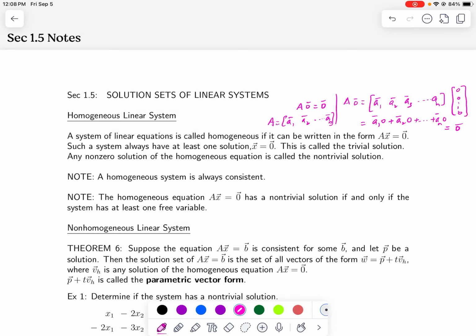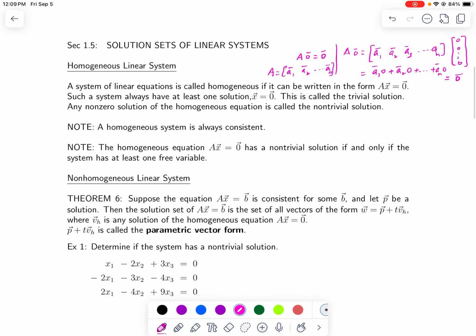Hi, we are now looking at section 1.5, and this is about solution sets of linear systems. Well, we have been looking at solutions of linear systems since section 1.1. Here we are basically discussing that there are two types of linear systems, homogeneous and non-homogeneous. What is the difference between them, how can we find the solutions in each case, and how are the solutions related? That's what we are going to look at. We are going to look at solutions in vector form, and also discuss the geometric description of these solutions.